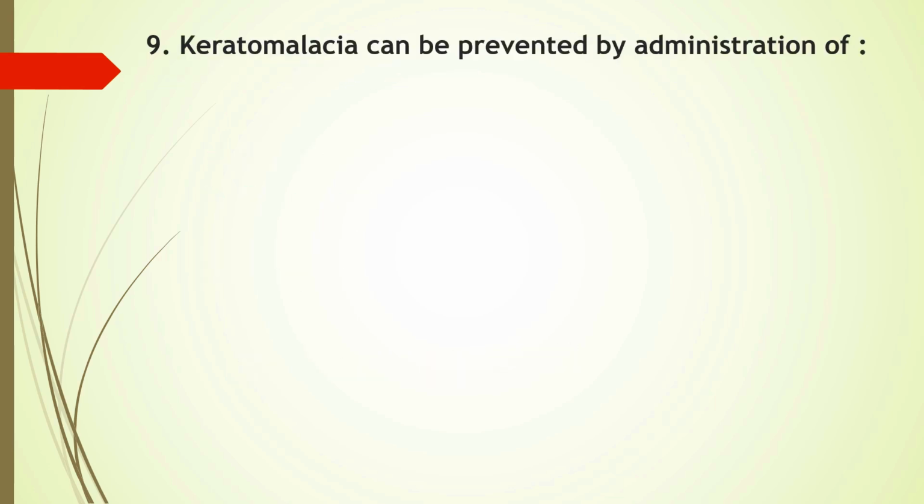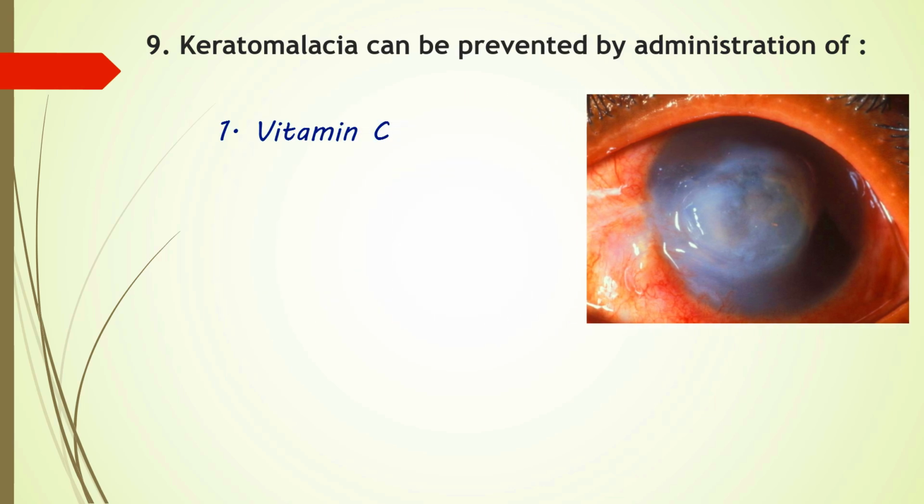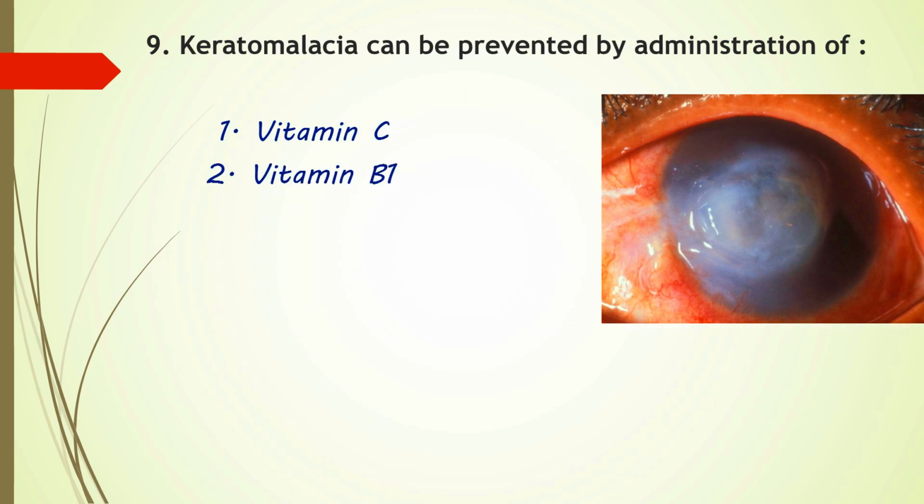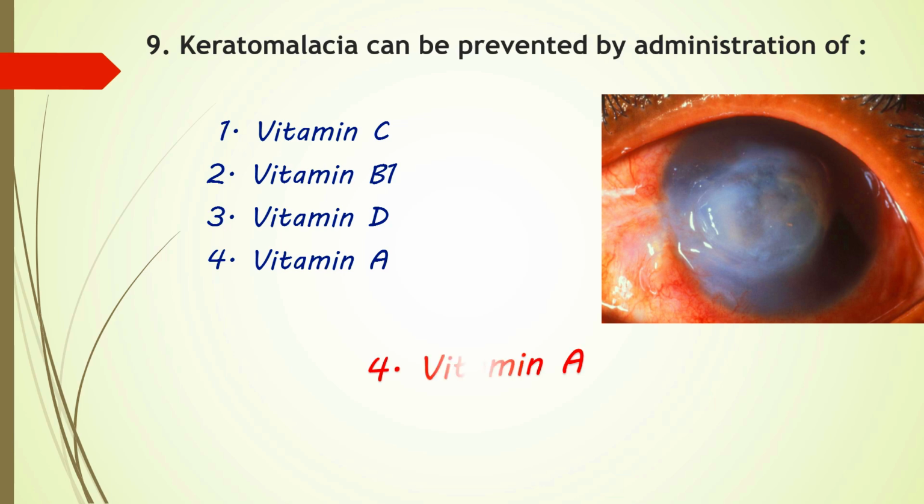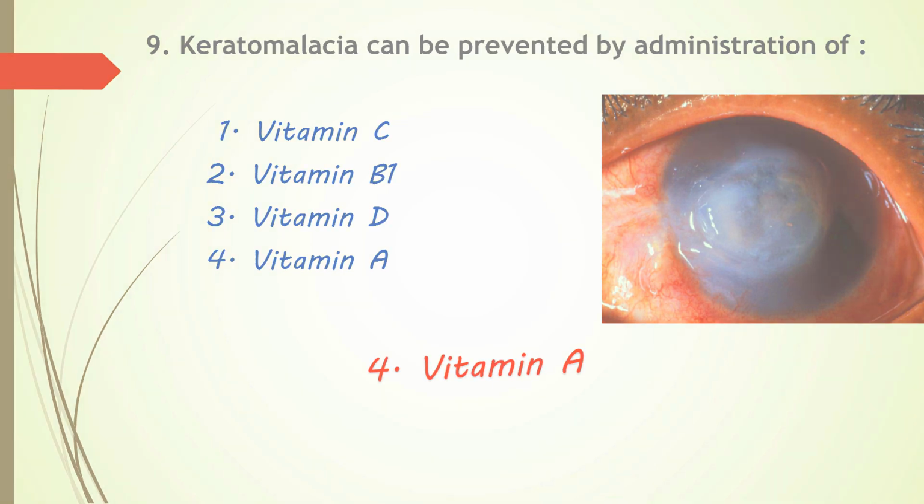Question number 9, keratomalacia can be prevented by administration of. Options are vitamin C, vitamin B1, vitamin D, or option 4, vitamin A. The condition keratomalacia, where the cornea becomes dry, soft and cloudy, it can be prevented by administration of vitamin A. Here option 4 is the correct answer.